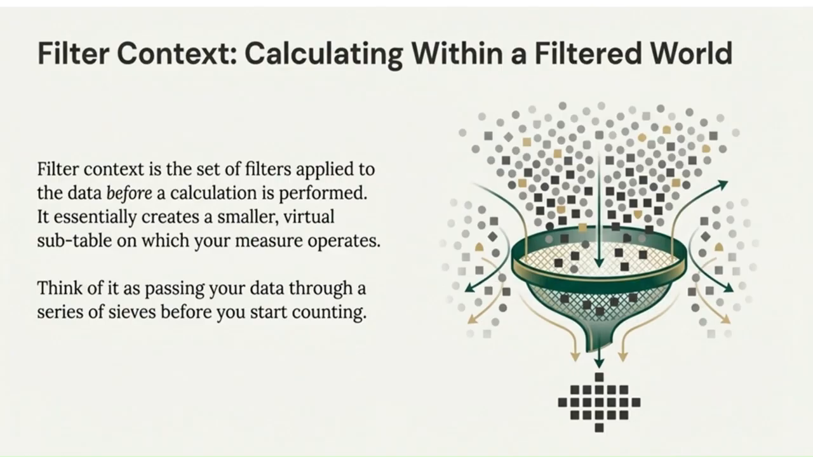Filter context represents the set of filters applied to the data before calculation is performed. These filters create a smaller virtual table on which your measure operates. Filters can come from slicers, visual filters, page or report filters, and relationships. Think of filter context as passing your data through a sieve before counting.